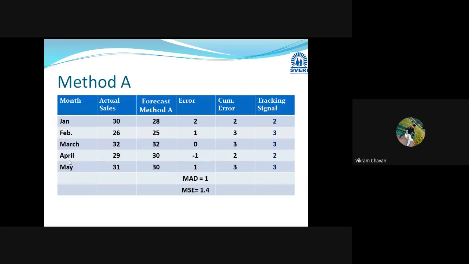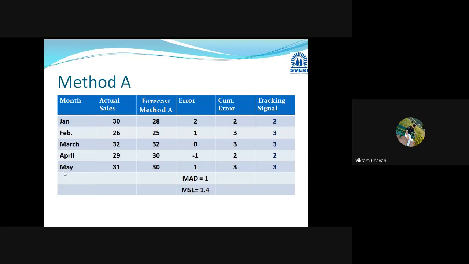Then for the April month, actual sale was 29 units and forecasted sale was 30 units. So the error will become 29 minus 30, which is minus 1. Now cumulative error: 3 minus 1 will be equal to 2. In the April month, the cumulative error becomes 2.